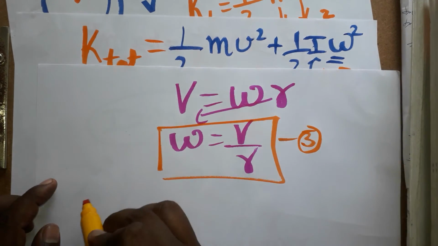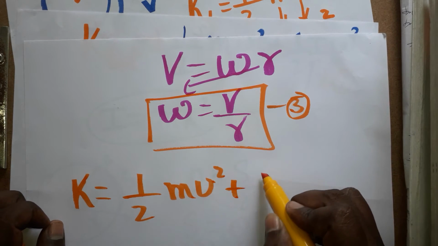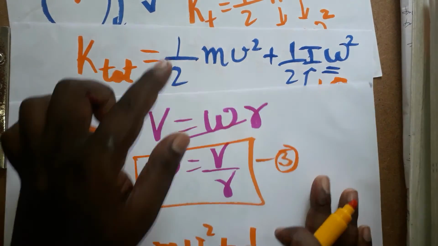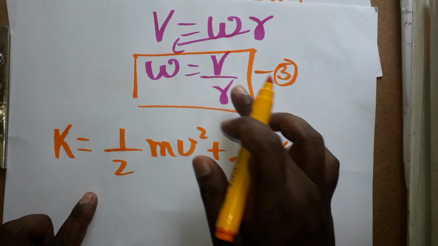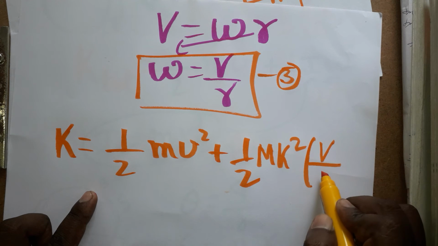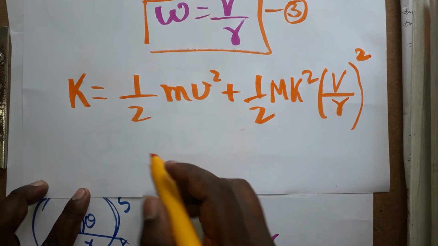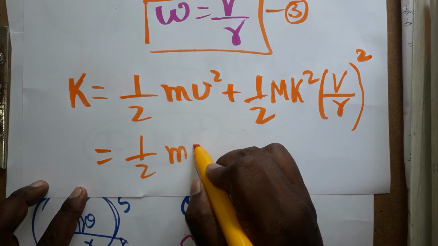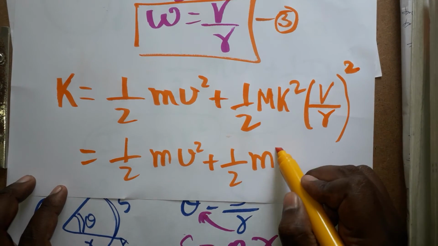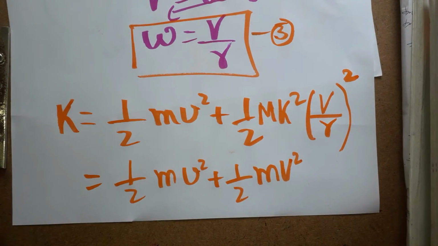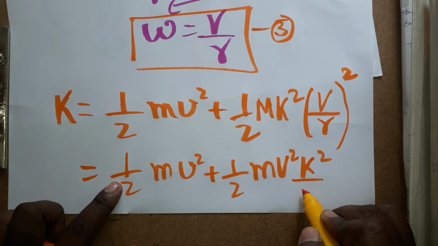Now the total kinetic energy is equal to half m v squared plus half I omega squared. I we know is m k squared, and omega we know is v divided by r, taken as capital R or small r, whole squared. So we get half m v squared plus half m, with v squared taken common, times k squared divided by r squared.